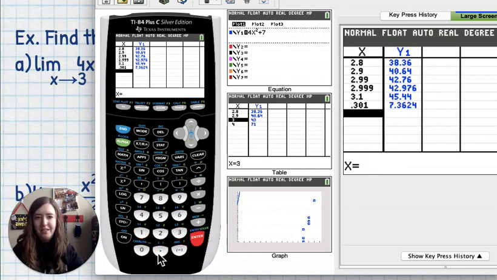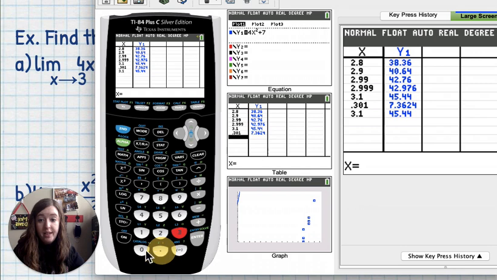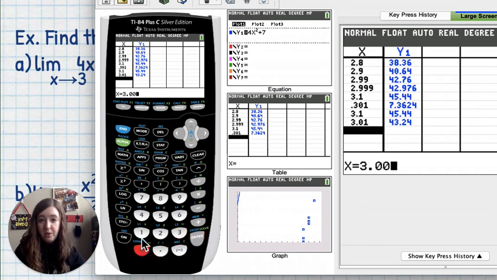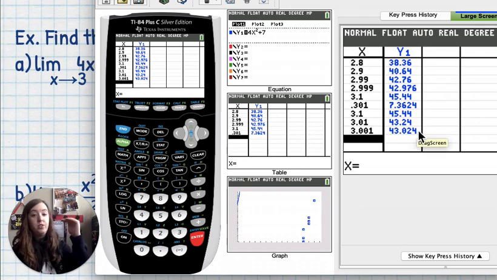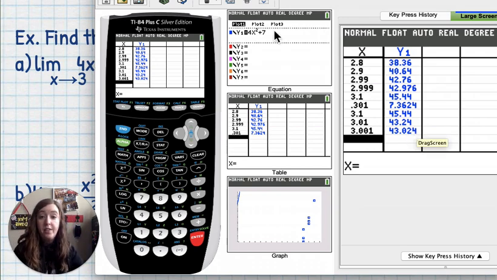Oopsies, that's not right. 3.1. 3.01. There we go. 3.001. So once again, we got 45, 43.24, 43.024. So each time we're getting closer and closer to about the value of 43.